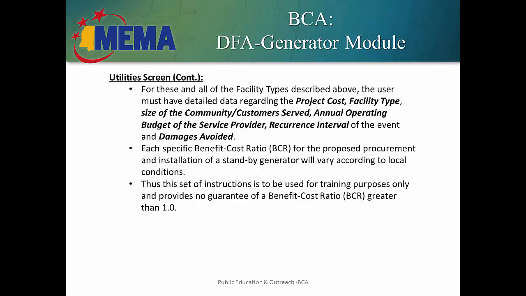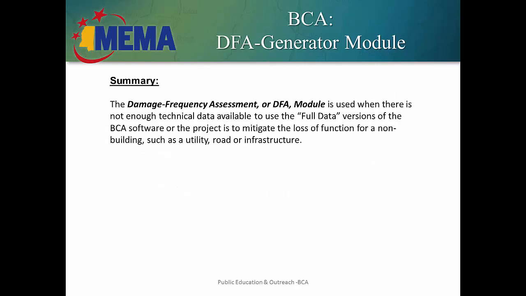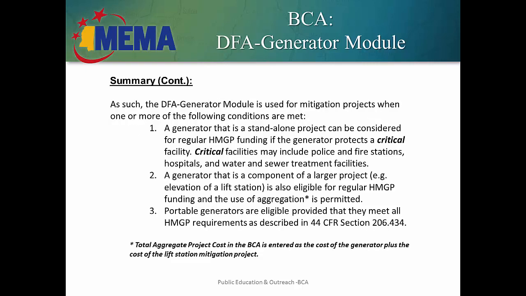In summary, the Damage Frequency Assessment, or DFA module, is used when there is not enough technical data available to use the full data versions of the BCA software, or the project is to mitigate the loss of function for a non-building, such as a utility, road, or infrastructure. As such, the DFA-Generator module is used for mitigation projects when one or more of the following conditions are met.